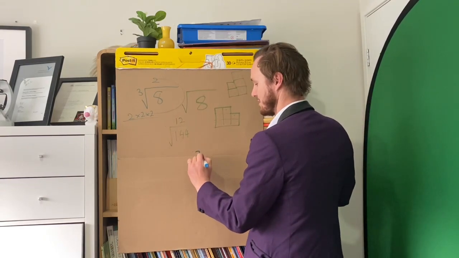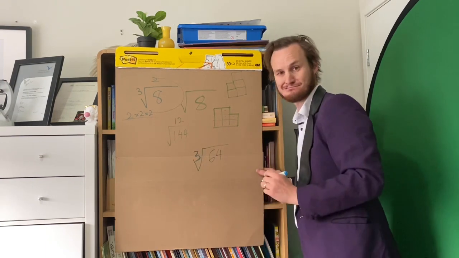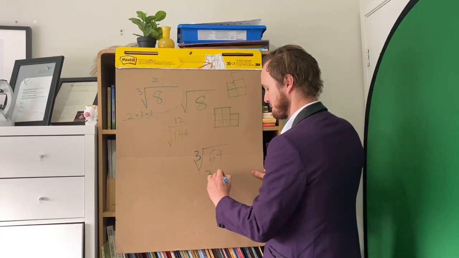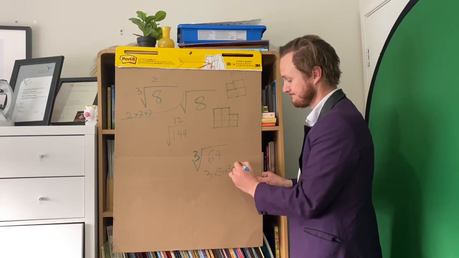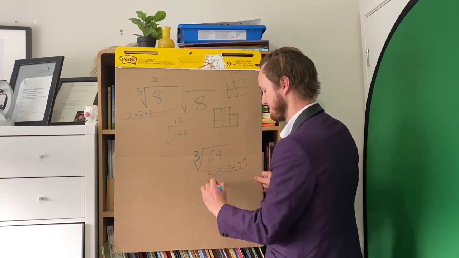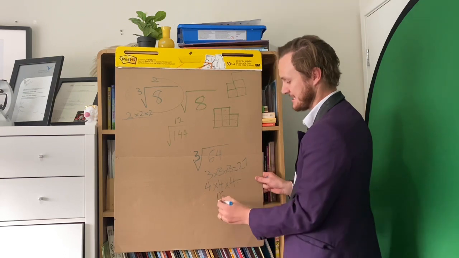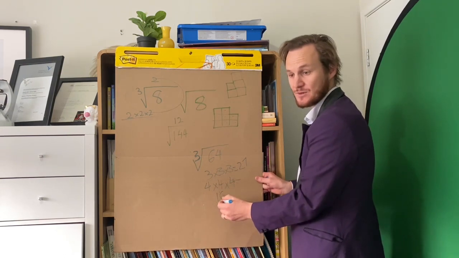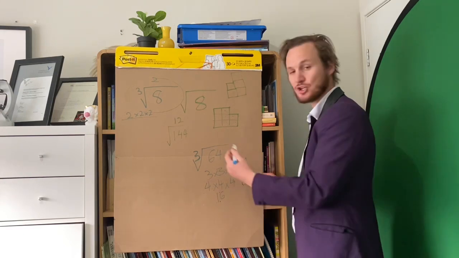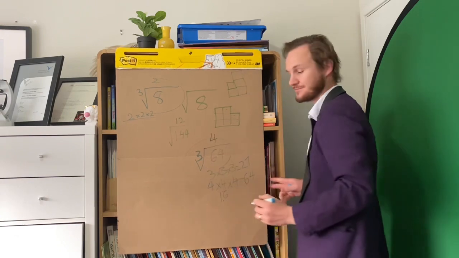Let's try another one. Cubed root of 64. I hope this works. All right, let's try 3. 3 times 3 is 9, 9 times 3 is 27. Doesn't work, let's try 4. 4 times 4 is 16, 16 times 4 is 64. The cubed root of 64 is 4.